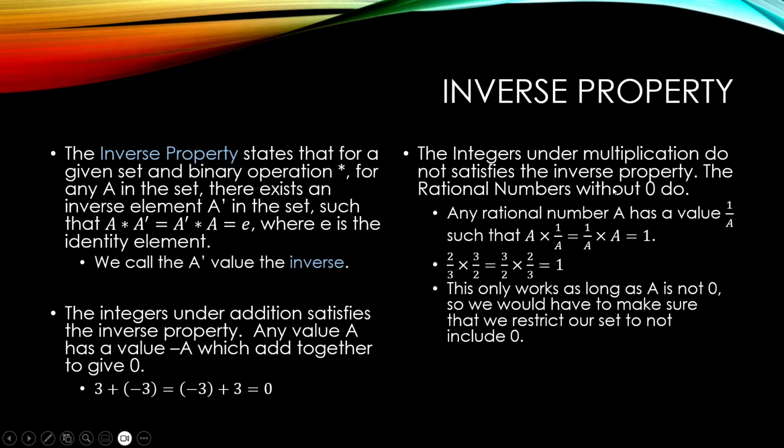The integers under multiplication do not satisfy the inverse property, but the rational numbers without 0 do. And so any rational number A has a value 1 over A, such that A times 1 over A is equal to 1 over A times A is equal to 1. If you have 2/3, well, 2/3 times 3/2 is equal to 3/2 times 2/3 is equal to 1. So we're just using the reciprocal. This only works as long as A is not 0. So we would have to make sure that we restrict our set to not include 0. We can't take 0, multiply it by something, and get 1.